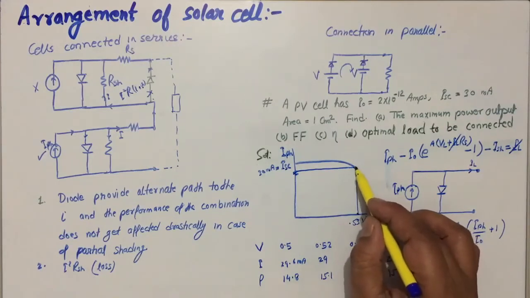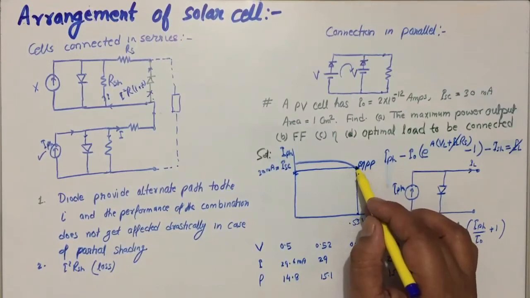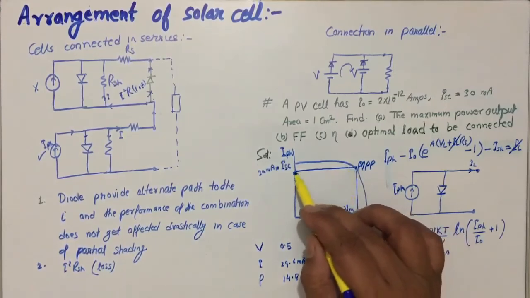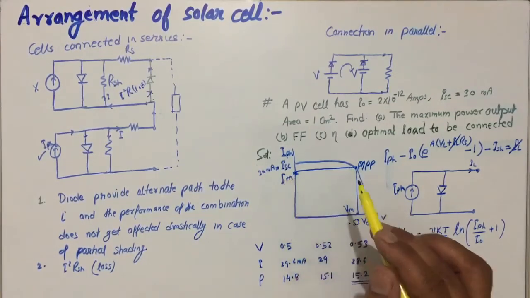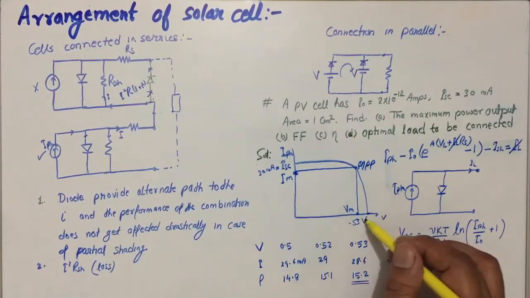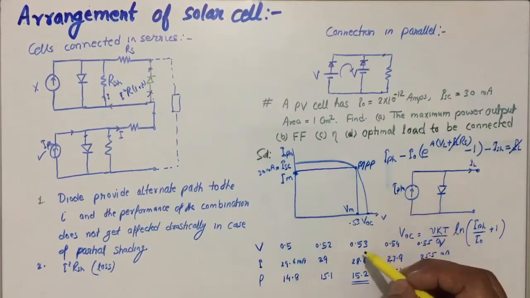Yes, this is the point of maximum power, MPP. This is the maximum power point, and this is VM. This point is VM, and this point is IM. Corresponding to the maximum power point, the V is termed as VM and the corresponding I is termed as IM. So we have VM equal to 0.53 and IM equal to 28.6 milliampere, and the corresponding maximum power is 15.2 units.